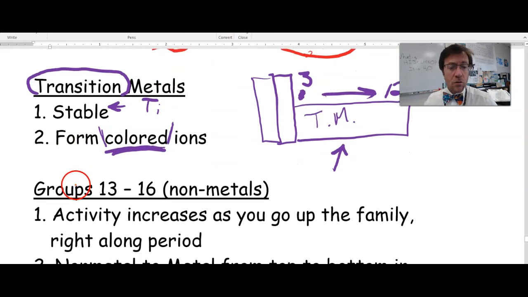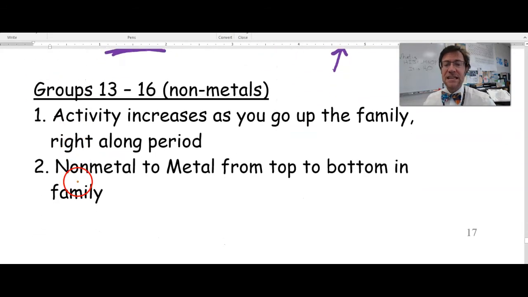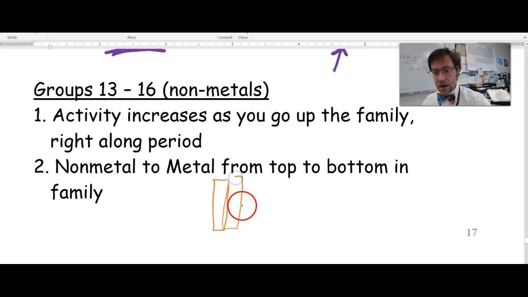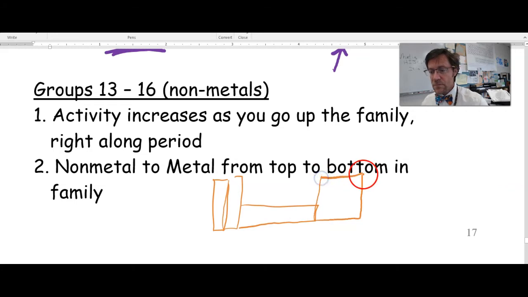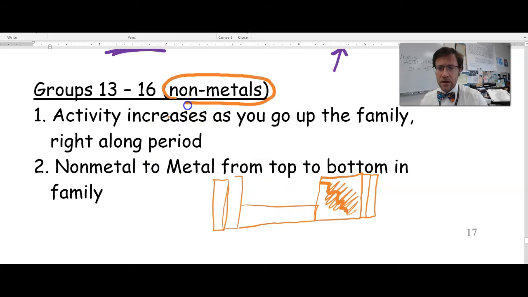So next one, groups 13 through 16. Now these are the non-metals. Now remember, you got group 1, you got group 2, you got your transition metals, and then you have 13 through 16. Here's 17, here's 18. So we're talking about this block right in here, where we have the squiggle line. But we're going to focus on our non-metals here.